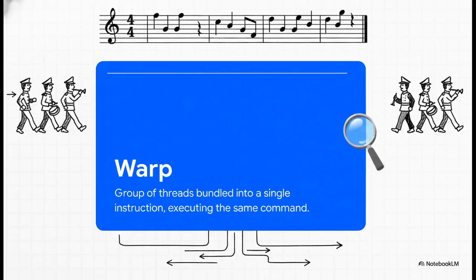Now that we know where the data actually lives, let's talk about how the data is processed by meeting our synchronized workers. In GPU architecture, a warp is a group of threads, typically 32 of them, bundled together into what's called a single instruction, multiple thread, or SIMT instruction. I actually want you to think of a warp kind of like a highly disciplined marching band. All 32 members must step in perfect synchronization to the exact same sheet music. They absolutely must execute the exact same command simultaneously.